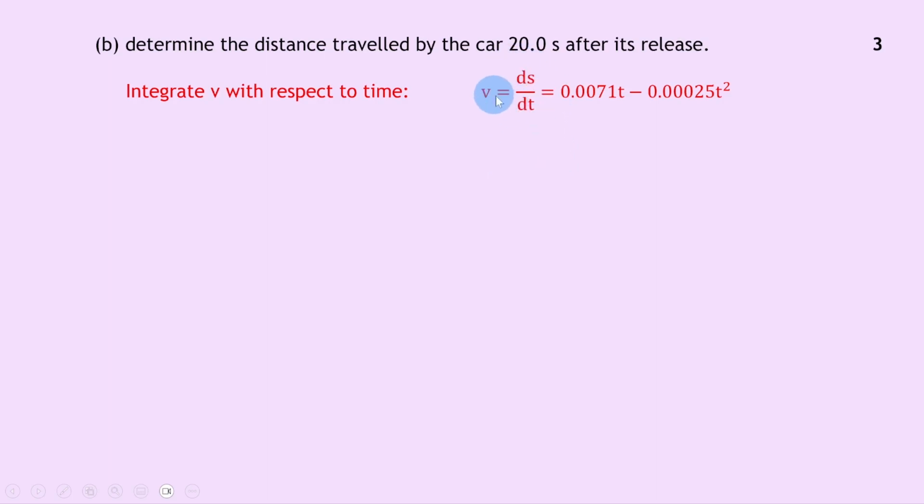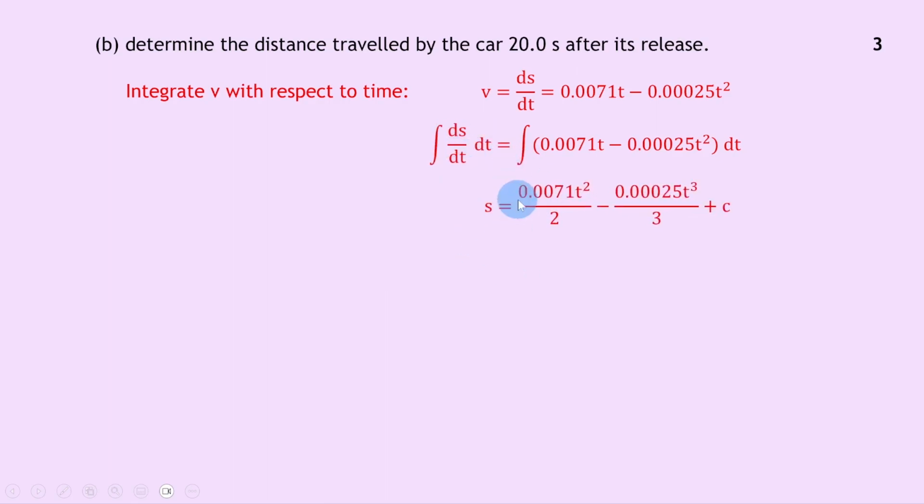So we can now ignore the v and integrate both of these sides with respect to time, so we have the integral of ds by dt dt is equal to the integral of 0.0071 t minus 0.00025 t squared dt. So the integral of velocity with respect to time just gives us displacement s on this side, and that is equal to, well, for this first term, remember you want to raise the power by 1 and divide by the new power to integrate. So we have 0.0071 t squared divided by 2 minus 0.00025 t cubed divided by 3.